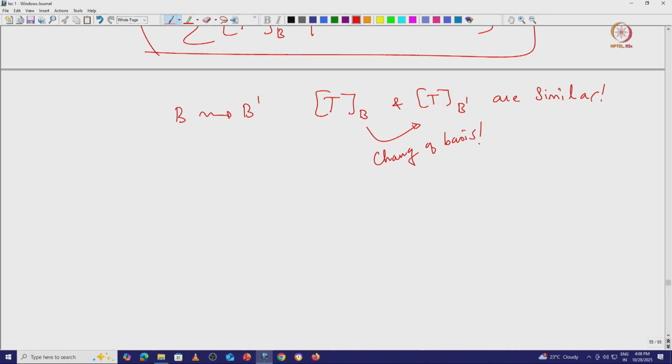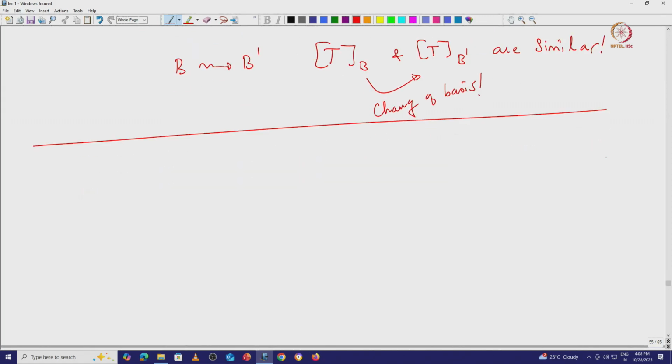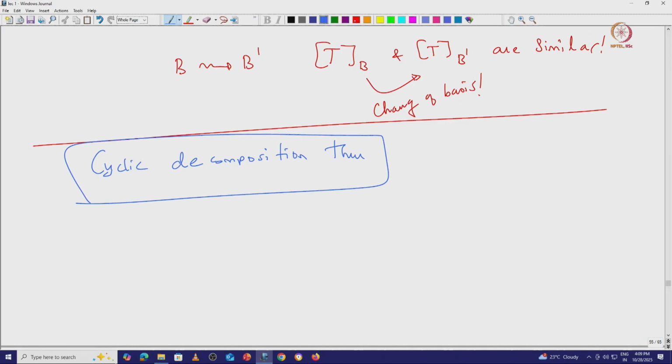In order to achieve this, at least I am going to only discuss Jordan canonical form. I will not be discussing other things. So, we have this very powerful theorem called the cyclic decomposition theorem. One can use the cyclic decomposition theorem to achieve the Jordan canonical form. So, let me just recall or define the cyclic spaces and the cyclic decomposition theorem. What is the cyclic decomposition theorem about?